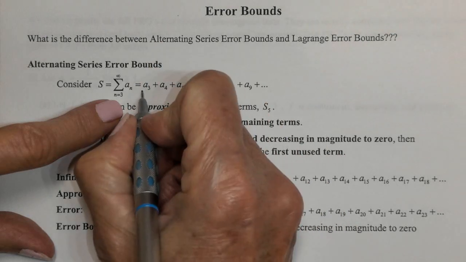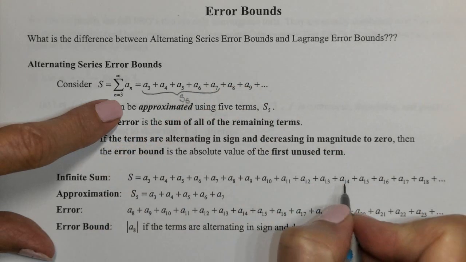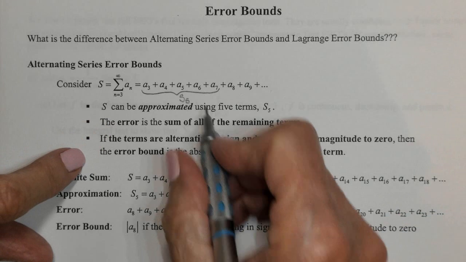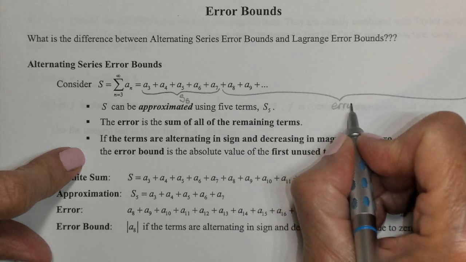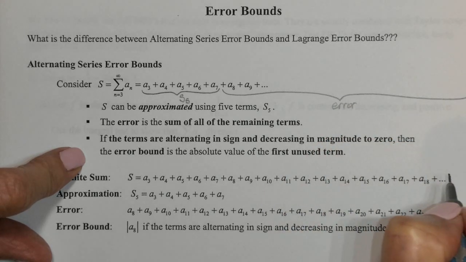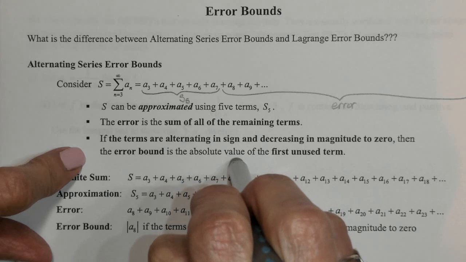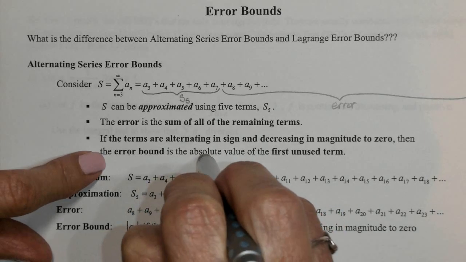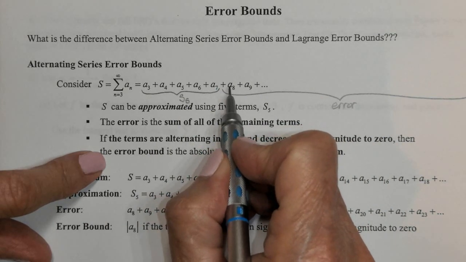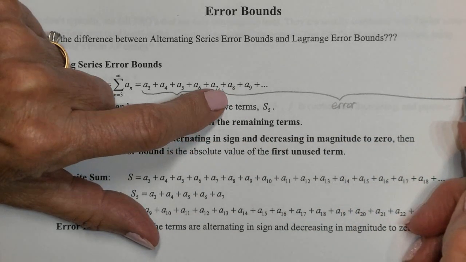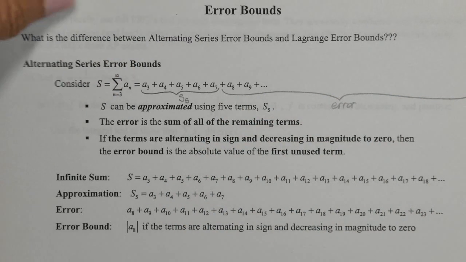So this would be S sub 5, the sum of the first 5 terms. The error is the sum of all the remaining terms. That is the error. Now, if the terms are alternating in sign and decreasing in magnitude to 0, then the error bound is the absolute value of the very first term that you did not use. The whole thing is the error. The error bound is just that first term, the absolute value of the first term.